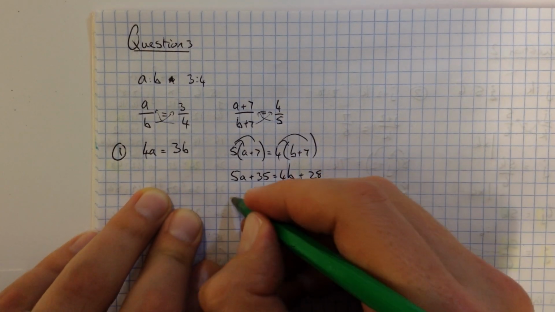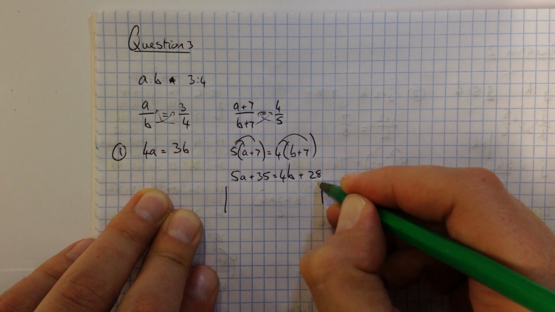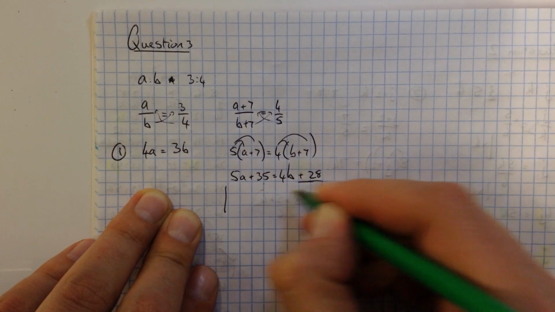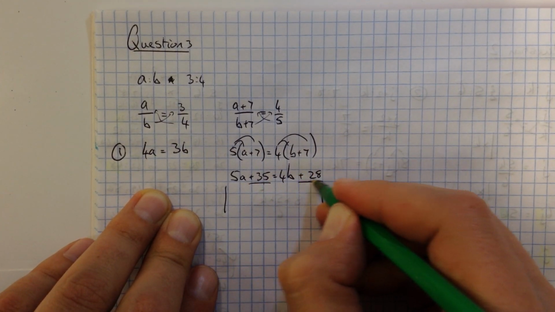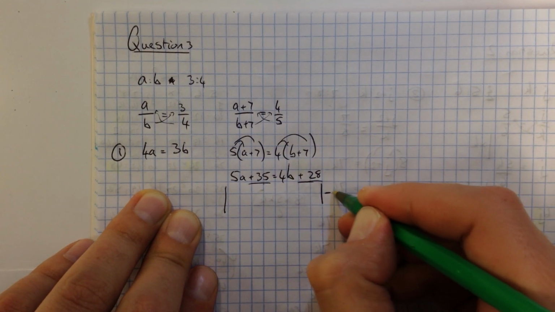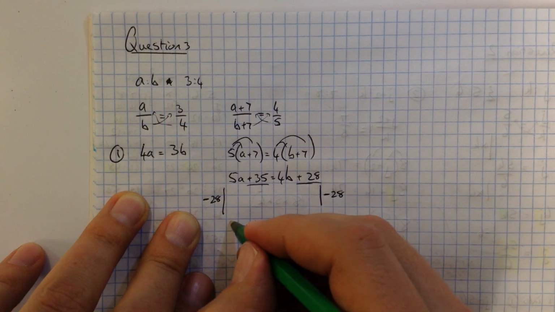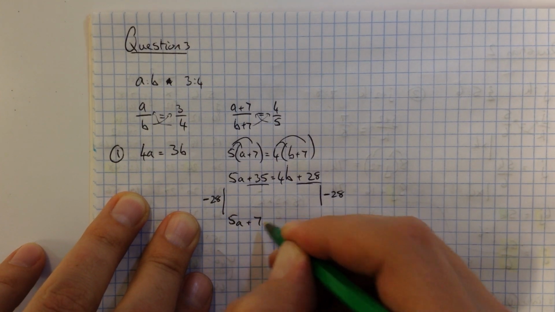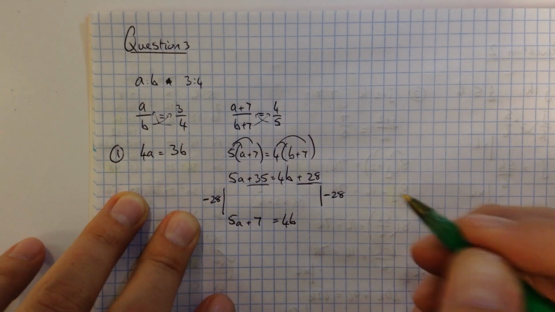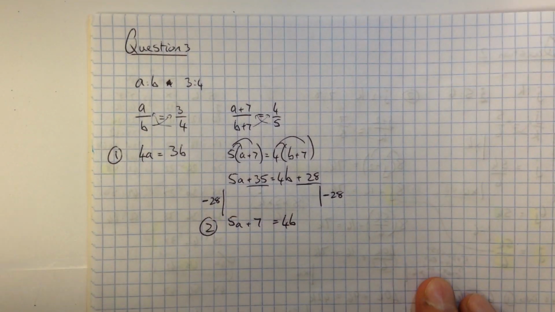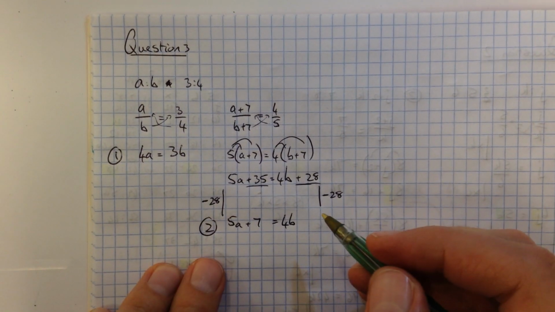28. And just to simplify it a little bit, I'm going to get rid of some of these numbers. 28 and 35, I'd rather get rid of the smaller one. That gives me a positive number. So this will be 5A plus 7 equals 4B. So that's equation 2. Right?